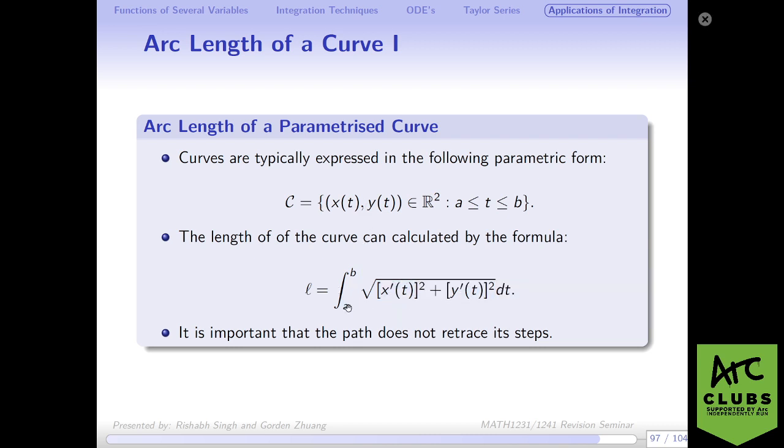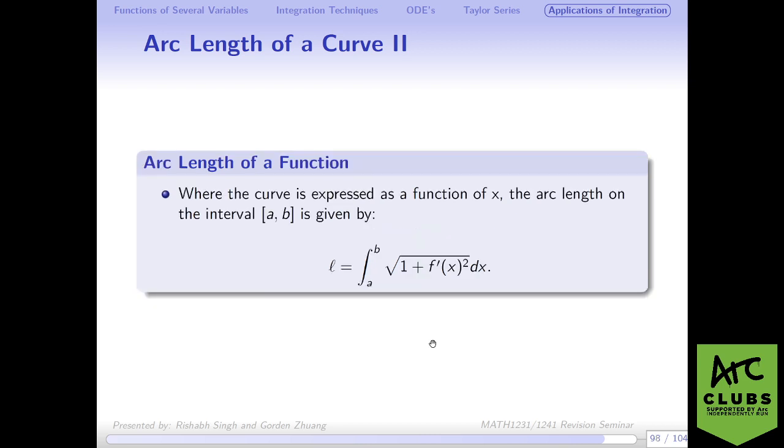The integral from a to b of the square root of x dash squared plus y dash squared. For us to use this, it's important that the path does not retrace its steps. For a function, the formula is this. Since the exam is open book, I think this part shouldn't be too difficult, because you can always just pull out the formulas if you need them. But just be aware that these formulas exist, I guess.